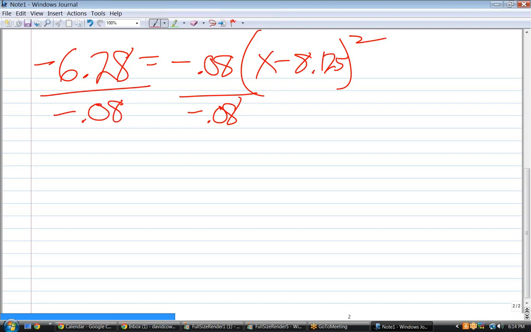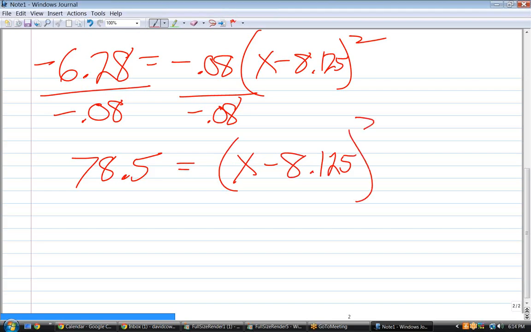What is 6.28 divided by 0.08? I got 78.5. Positive, because I have a negative divided by a negative. Right. So now I'm down to here. Now what can I do, the next step?